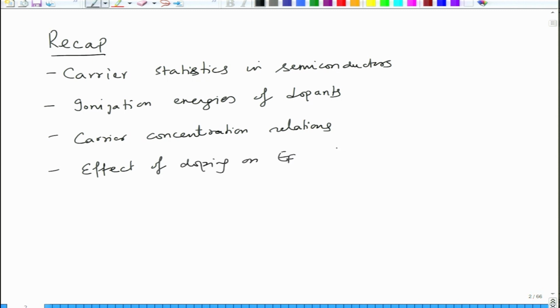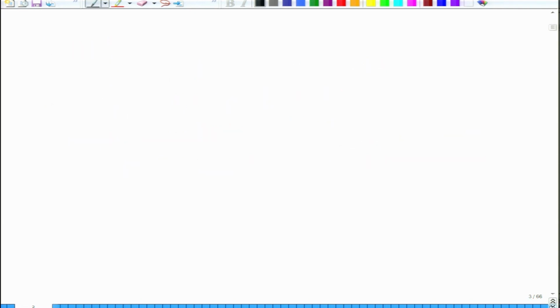So, basically we said that for N type, EF increases as compared to EFI, and for P type, so you can say EFN and this could be EFP, this goes down with respect to EFI, the intrinsic Fermi level. Okay, and if you plot it, it's going to look like this.